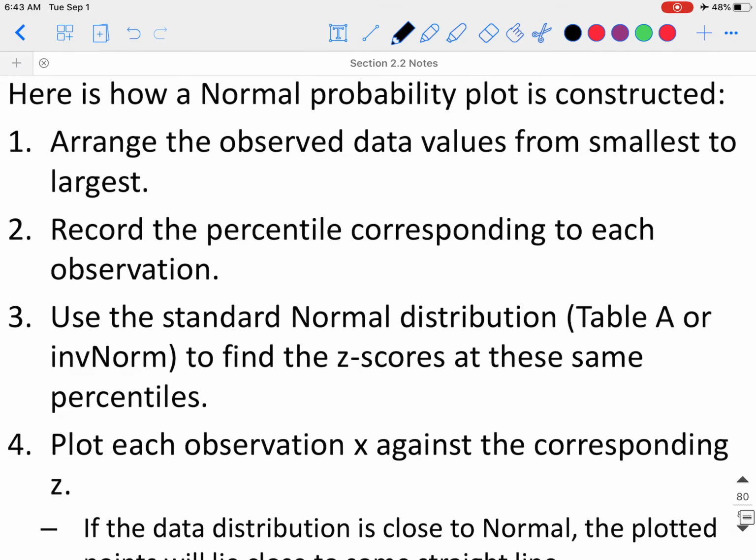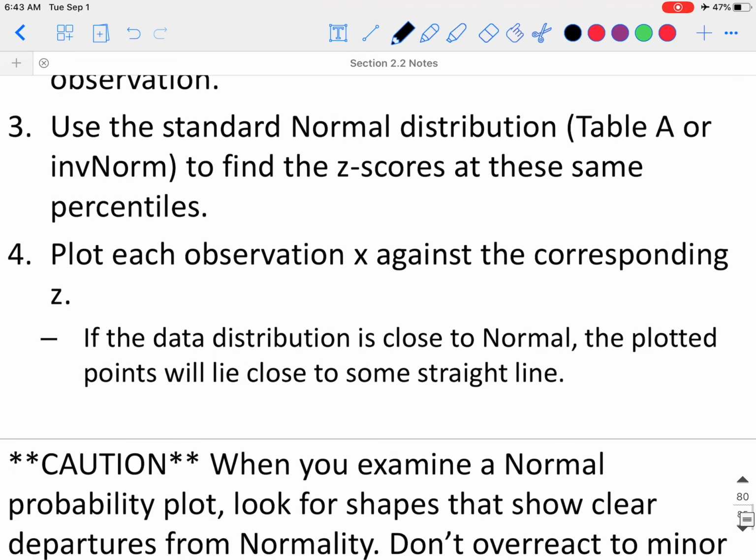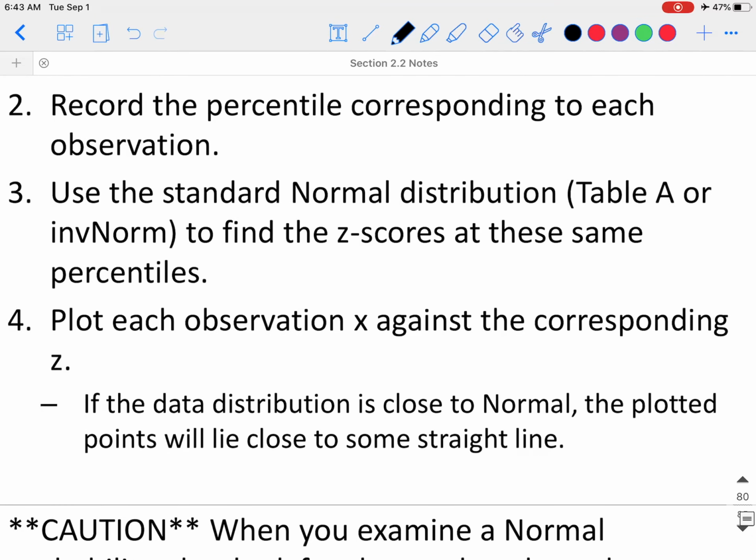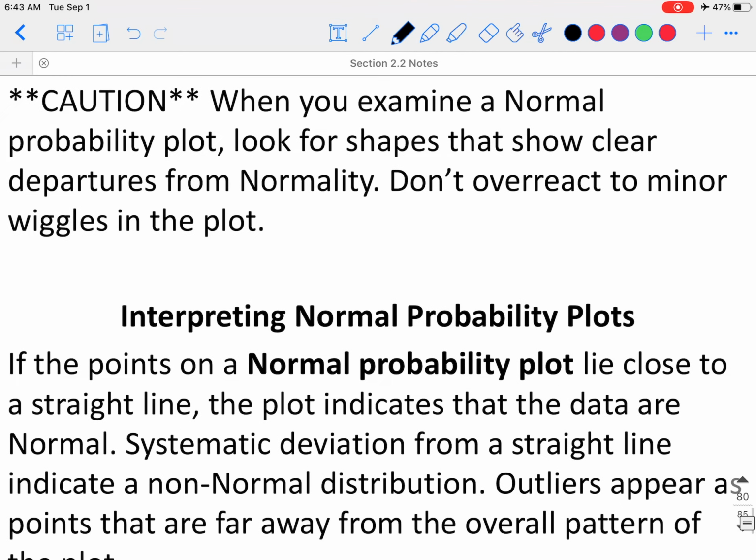So here's how a normal probability plot is constructed. First, you arrange the observed data values from smallest to largest. Next, you record the percentile corresponding to each observation. Use the standard normal distribution, or table A, or the inverse norm on the calculator, to find the z-score at these same percentiles. Plot each observation x against the corresponding z. If the data distribution is close to normal, the plotted points will lie close to some straight line.